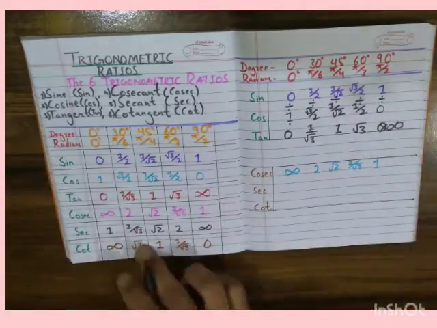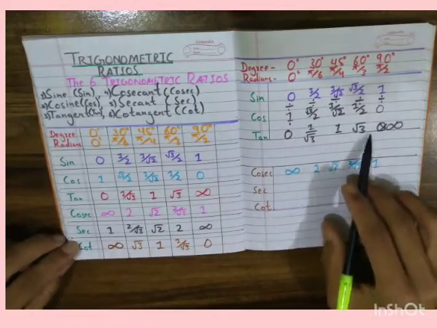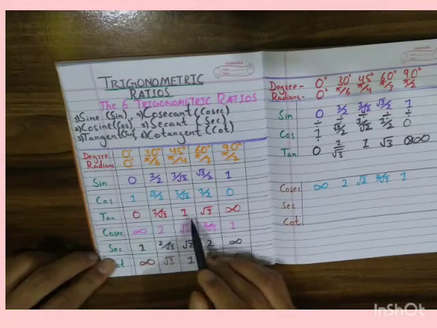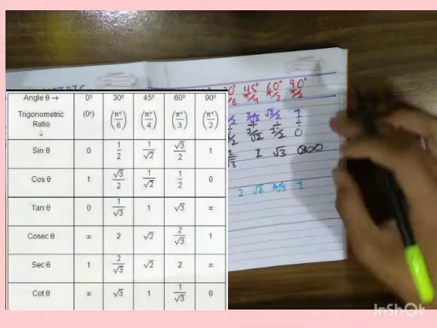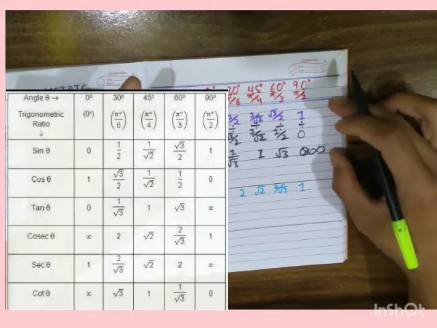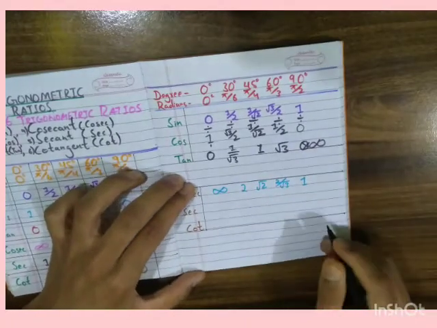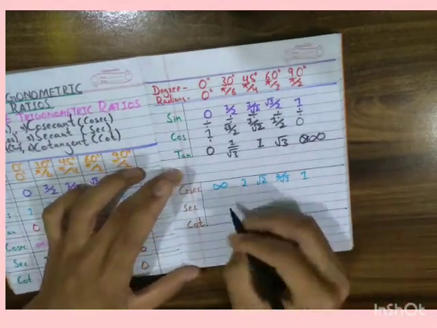So let me check it here. We got 0, 1 upon root 3, 1, root 3, infinity. So check here: 0, 1 upon root 3, 1, root 3, infinity. You can see here it's all correct. So now if you got this method very clear for this part, you can do the same thing for here. Now I think you can guess how to do this on your own.